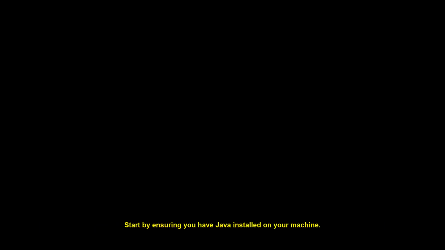Start by ensuring you have Java installed on your machine. Download and install the latest version of Jenkins from the official website. Once the installation is complete, launch Jenkins. Open your web browser and go to localhost followed by the port Jenkins is running on, usually 8080.